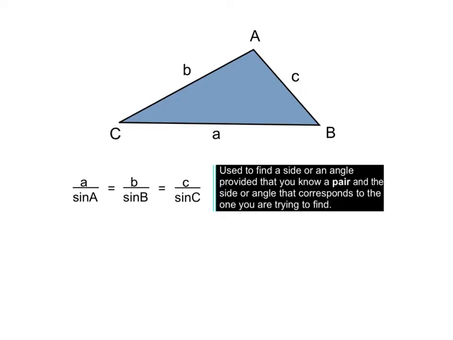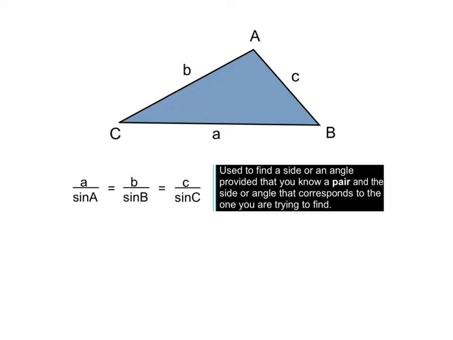What it's telling you is the ratio between a side and the sine of its corresponding angle is equal for the three sides in our triangle. So basically, if I take the value of A and divide it by the sine of A, it's going to be the same as if I took the value of B and divided it by the sine of B, and if I took the value of C and divided it by the sine of C. So those three results would be the same.